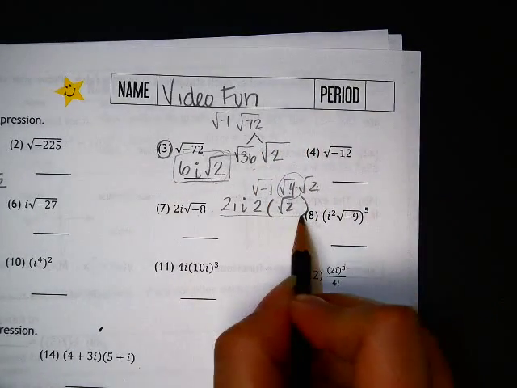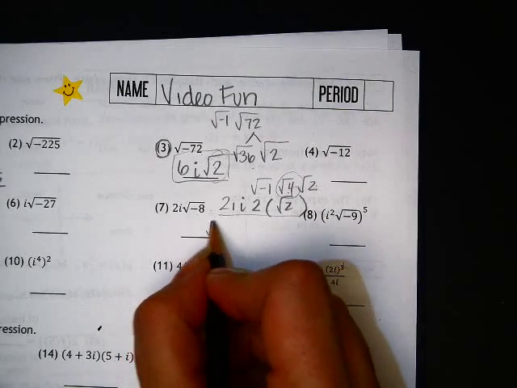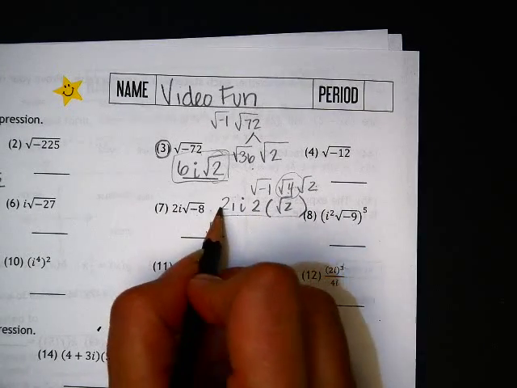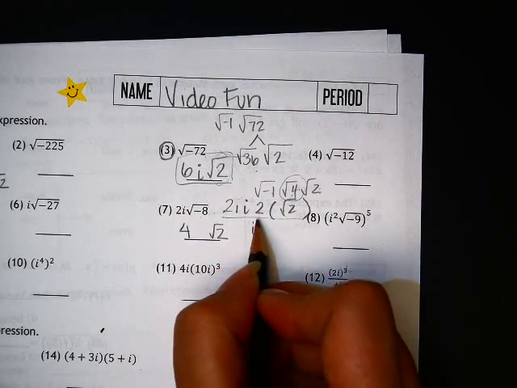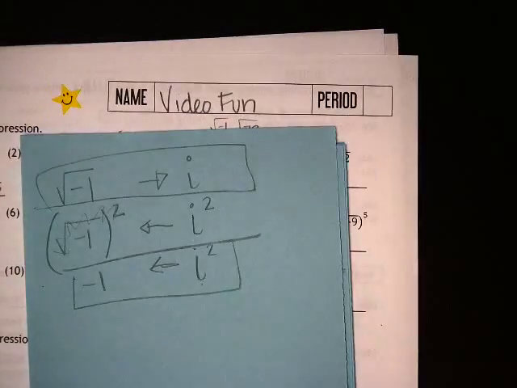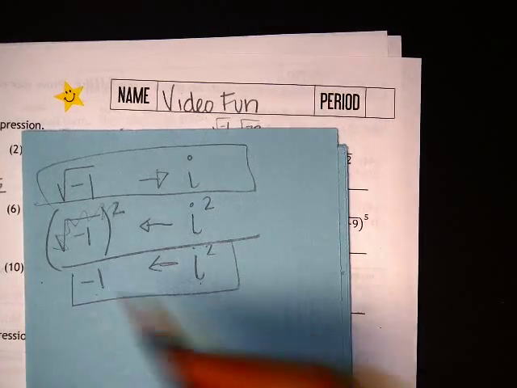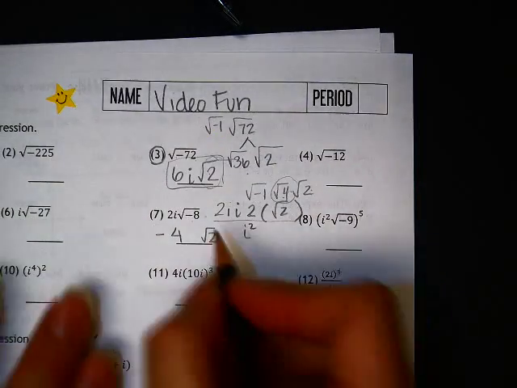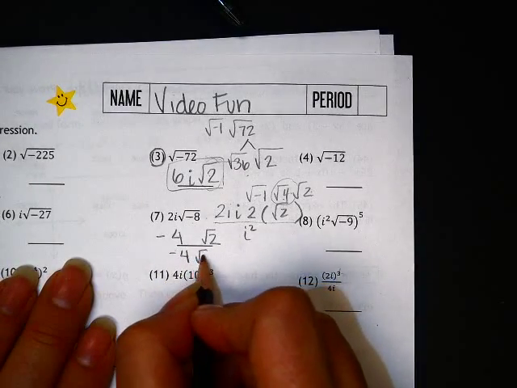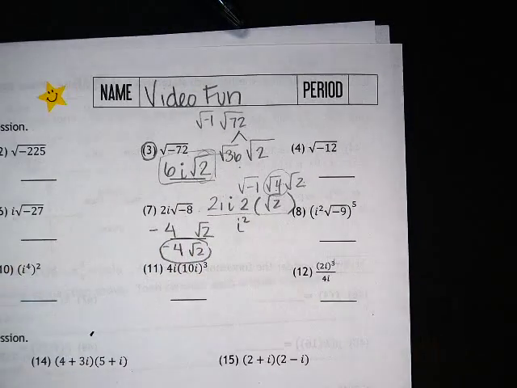So at this point I do need to simplify some things. I have my root 2 here. I have 2 times 2 is 4. But i times i is i squared. So we go back to what we talked about earlier: i squared is really negative 1. So I'm going to put a negative there. Now that kind of looks icky, so I'm going to rewrite it because it really all just is one term there.